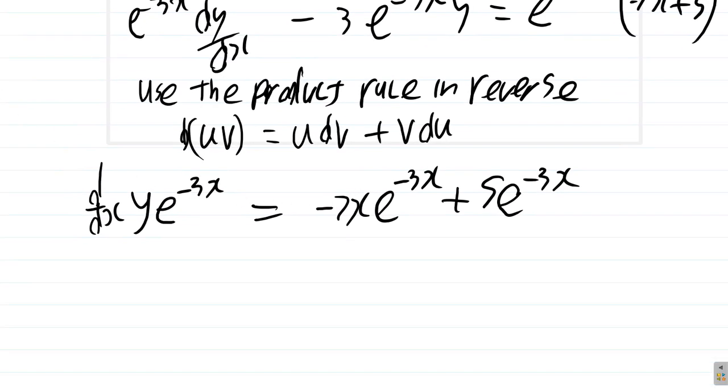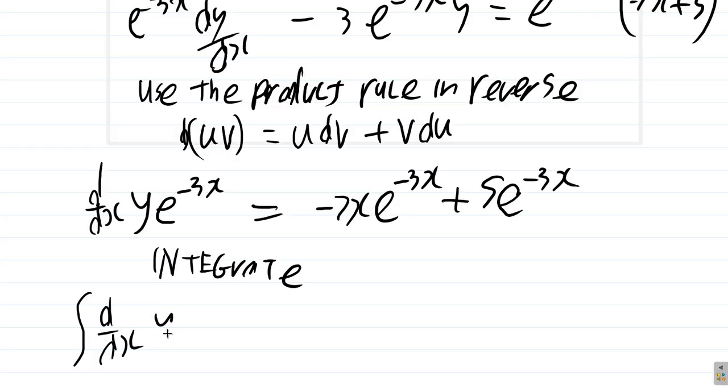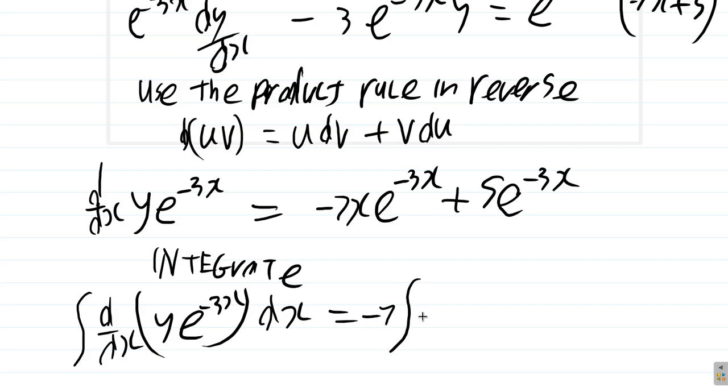Now, next, you're going to integrate. If you find the integral of d by dx of y e to negative 3x, you're integrating with respect to x, so it's dx. And then let's integrate them separately. Negative 7 integral of x e to negative 3x plus 5 integral of e to negative 3x. Okay, so we have this.